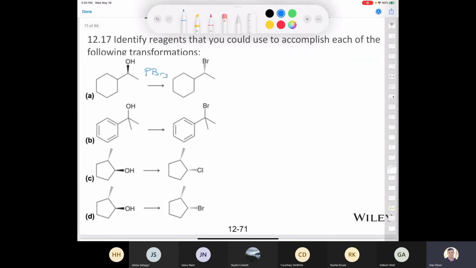Now, Gilbert's on the other path. He said, well, what if you treated that with tosyl chloride first, tosyl chloride and pyridine? Then you'd convert this into a good leaving group, right? You'd end up making this compound. So you'd still have your wedge intact. But then if you took that and in the second step, you treated that with sodium bromide, NaBr, right?